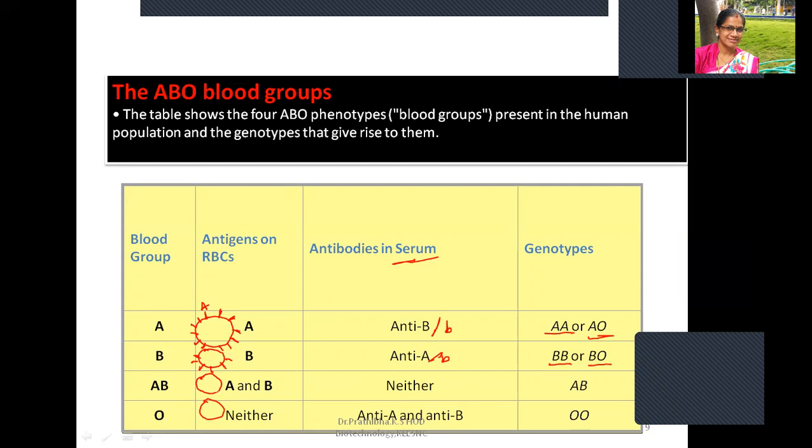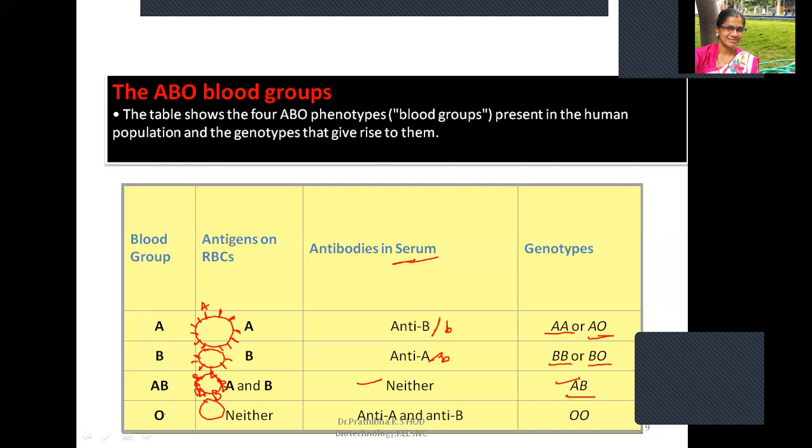Then if the person is AB blood group, on the RBC cell surface there will be the presence of both A antigen and B antigen. And in the serum, neither antibodies can be seen. Your genotype will be AB, that is co-dominant. Both are dominant, so both are expressing. So that is the presence of AB blood group.